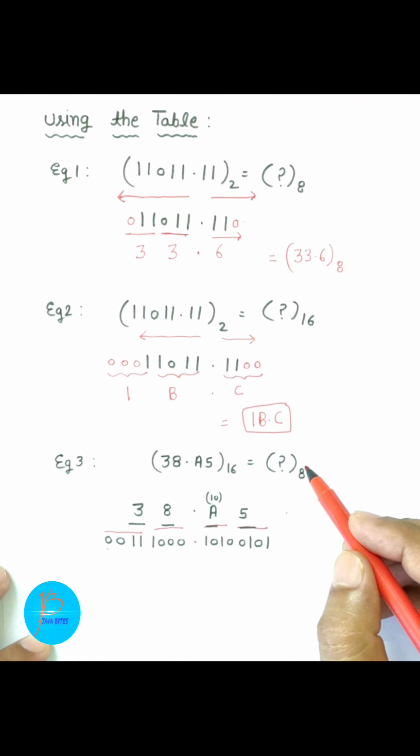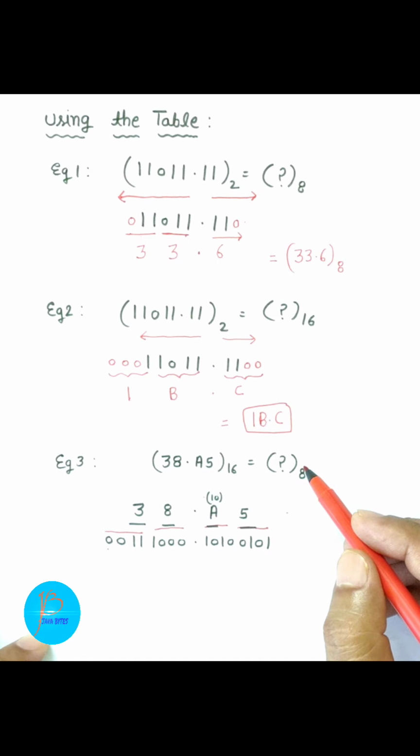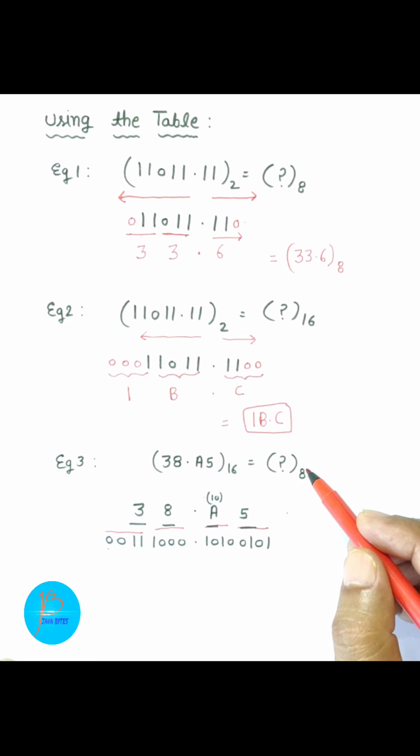Now, children, you know that we have to find its octal equivalent. For that purpose, what you have to do is just convert these binary values into groups of 3. Group of 3. Why? Because we are going to convert them into their octal equivalent. You know that for converting the values into octal, we need groups of 3.